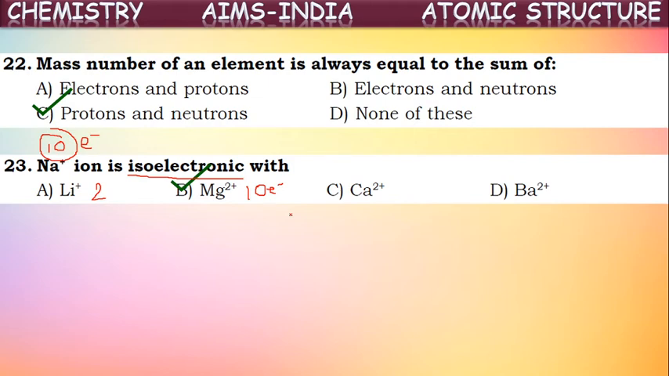What about Ca plus 2? Calcium will have 20 electrons. It lost 2 electrons, so it will have 18 electrons. So these are higher elements. They'll have more than 10. Now, the correct answer is only magnesium.